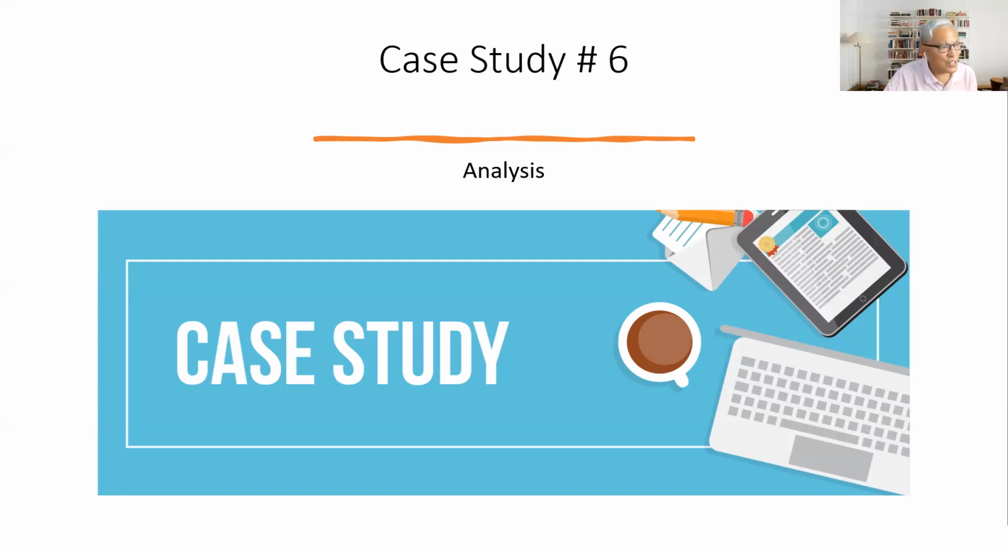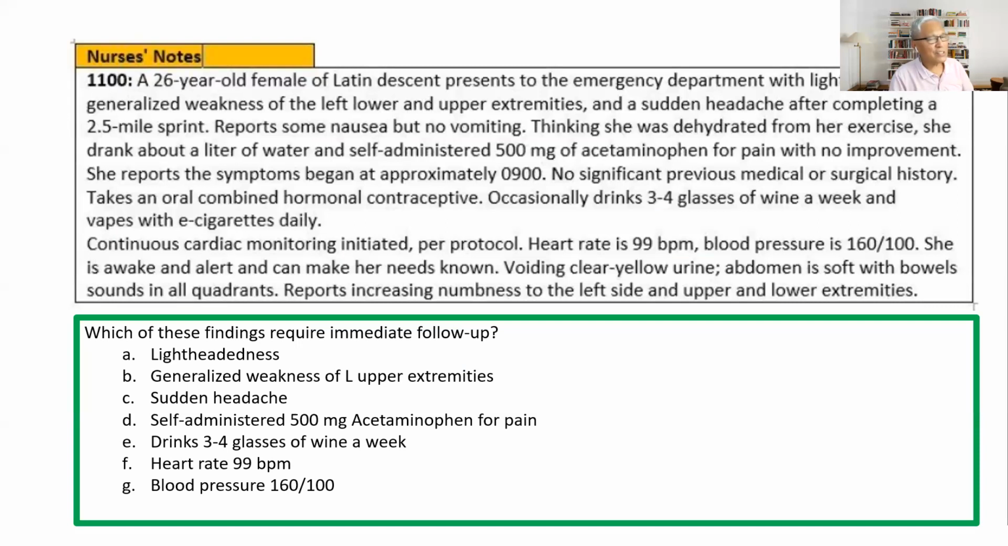All right, so this is the case. We have a 26-year-old female of Latin descent who presents to the ER with lightheadedness, generalized weakness of the left lower and upper extremities. All right, so the patient has left upper and lower extremity weakness. So what side of the brain are we talking about? Right. Good.